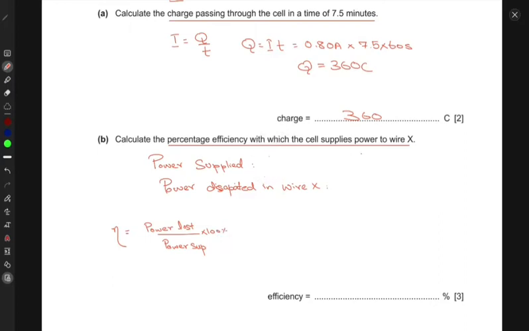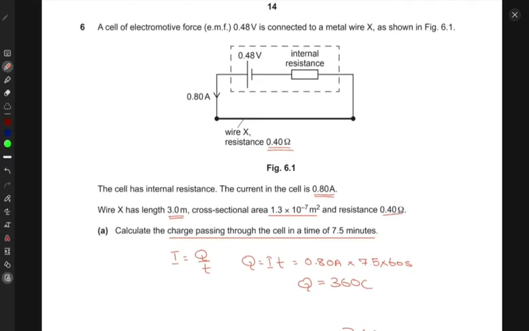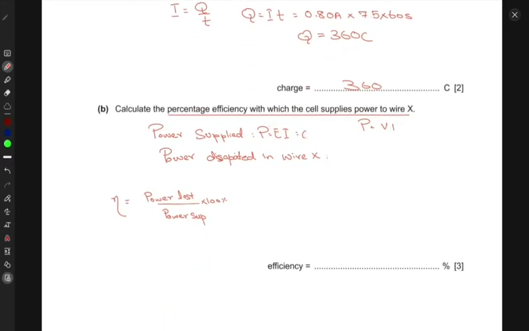So the power supplied is coming from the battery, the EMF. We know that P is equal to VI, but for the battery, V is the EMF, E times I, and the EMF of the battery is given as 0.48 volts. So this would be 0.48 volts times the current, which is 0.80 amperes. So the power supplied is 0.384 watts.